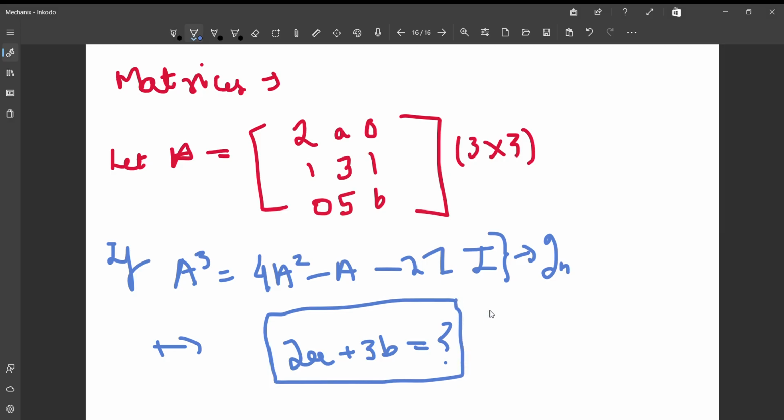I'll give 10 seconds to actually understand this question, and then I'll start solving.